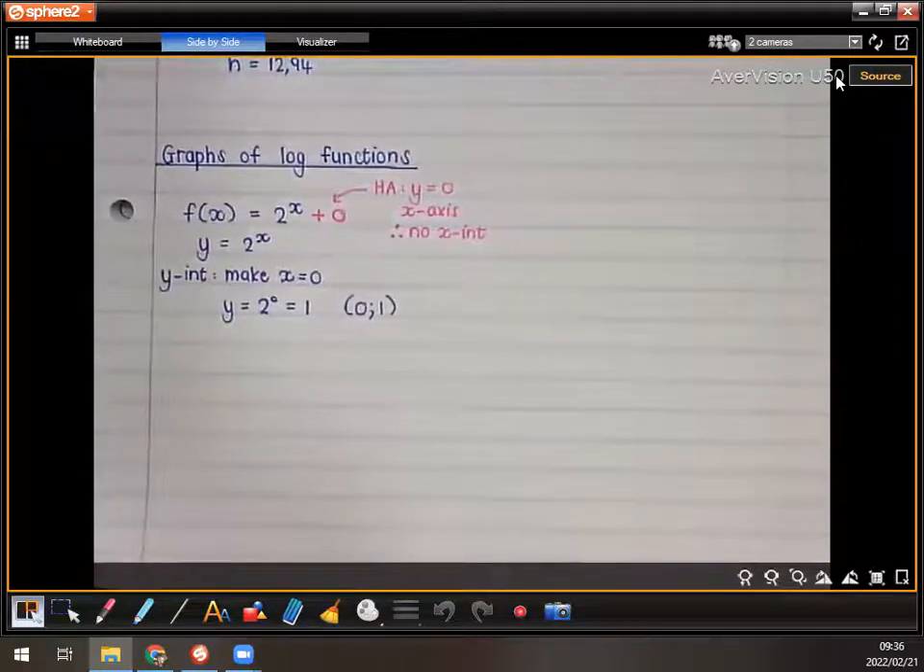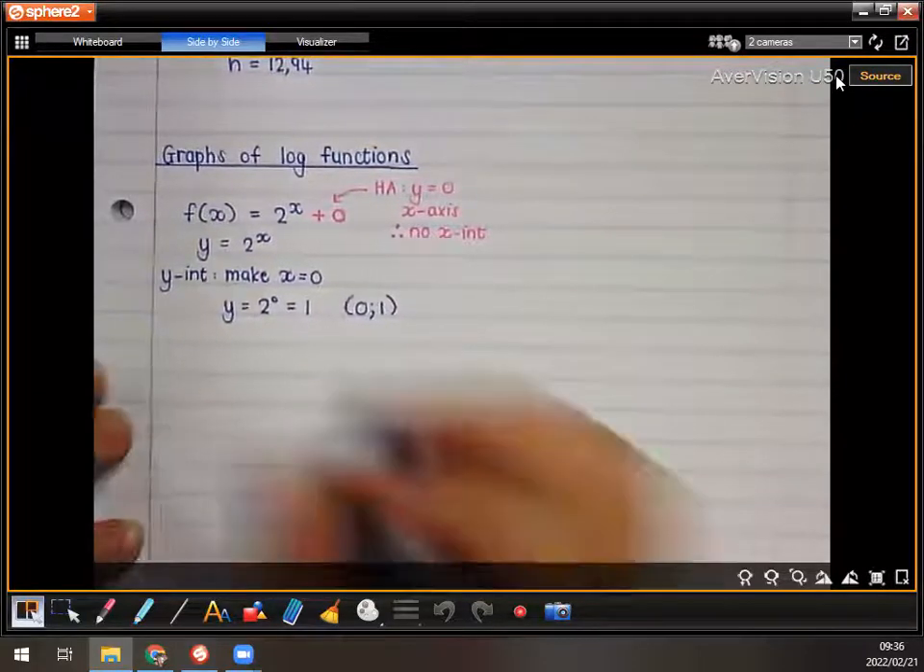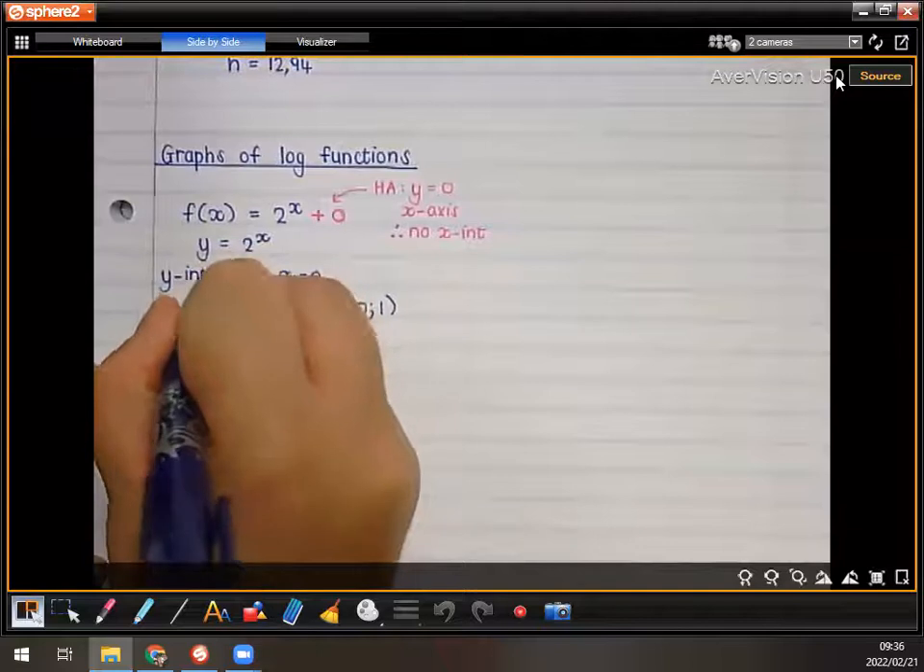Okay. What else? We only have 1 point. Is that enough to draw a graph? No. What else do we need? For an exponential graph, we have the y-intercept. We need 1 point on either side. Okay, so let's start with -1 and +1. You guys remember that from last year? So let's sub in x equals 1.